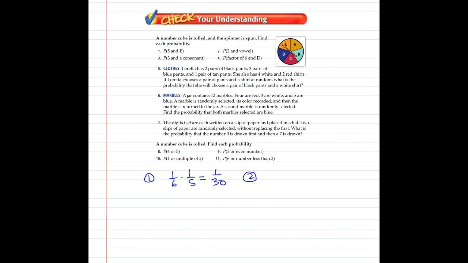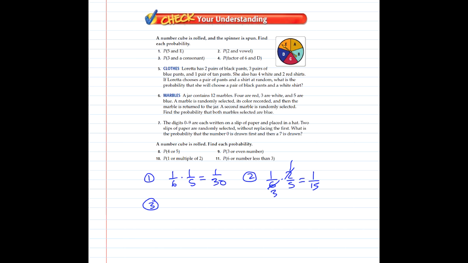Example 2. We want a 2 and a vowel. The probability of a 2 is 1 over 6. In this case, we have 2 vowels out of 5. We simplify here and here, and our probability is 1 in 15.